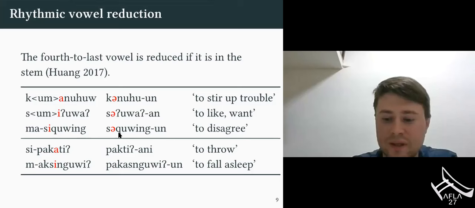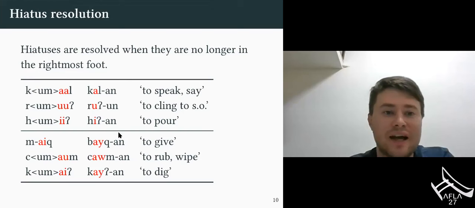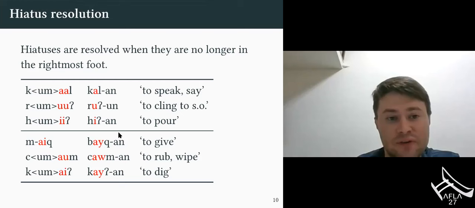And the third change is hiatus resolution. So we have hiatuses that are only allowed between the final two vowels, and hiatuses can be the same, like two of the same vowel, two A's, two U's, or two I's, or else they can be a low vowel followed by a high vowel. So these are the two types of hiatuses that we have.